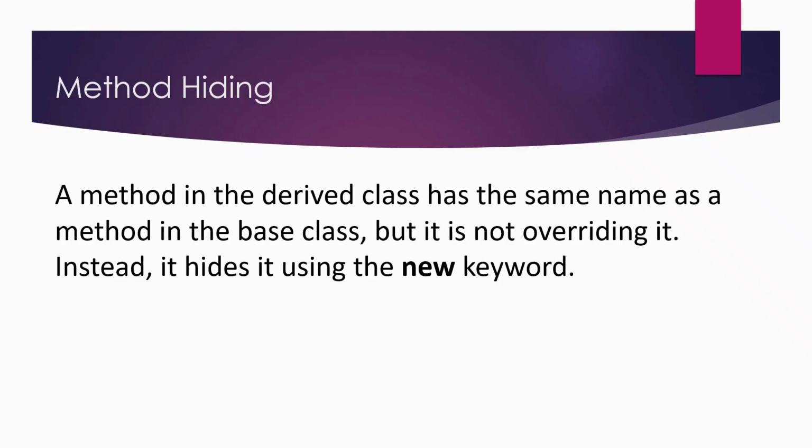Method hiding. The method in the derived class has the same name as a method in the base class, but it is not overriding it. Instead, it hides it using the new keyword. Think of it like this. The child, derived class, is introducing a new method with the same name, but the parent, base class, still has their own method. You choose which version you want to use. Let's see the example.